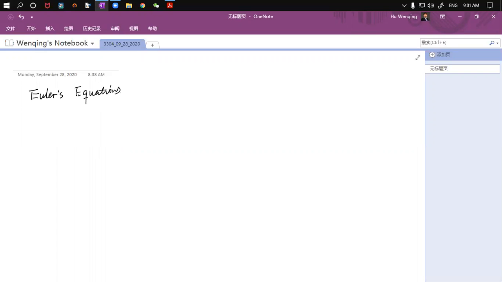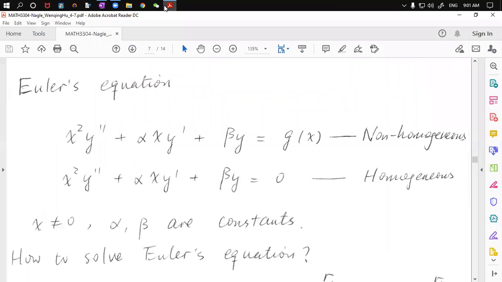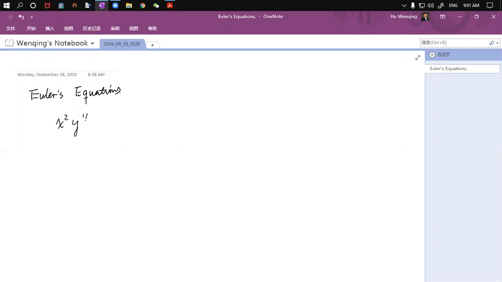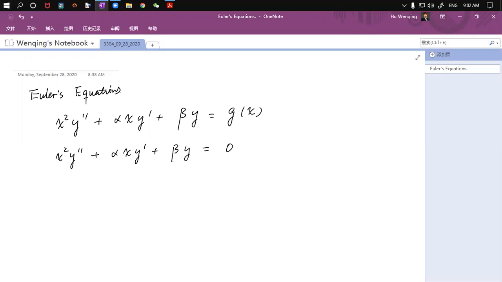So what is an Euler's equation? The non-homogeneous Euler's equation is going to take the form x squared y double prime plus alpha x y prime plus beta y is equal to g of x. And the corresponding homogeneous one is x squared y double prime plus alpha x y prime plus beta y is equal to 0. So that's the homogeneous equation. Okay, so that's the Euler's equation.